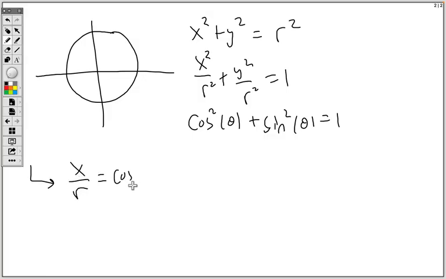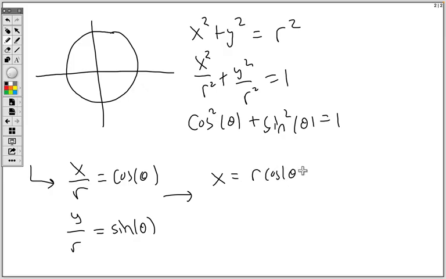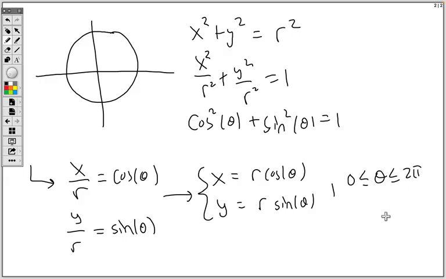X over r would be cosine of theta. Y over r would be sine of theta. So x is r cosine theta, y is r sine theta. And if I do the usual, theta runs between 0 and 2 pi, this is going to give me a counterclockwise orientation starting at the point r comma 0. What I need is a clockwise rotation starting at the point 0, negative r. So I'm going to have to adjust my parameters like I did in the last example.